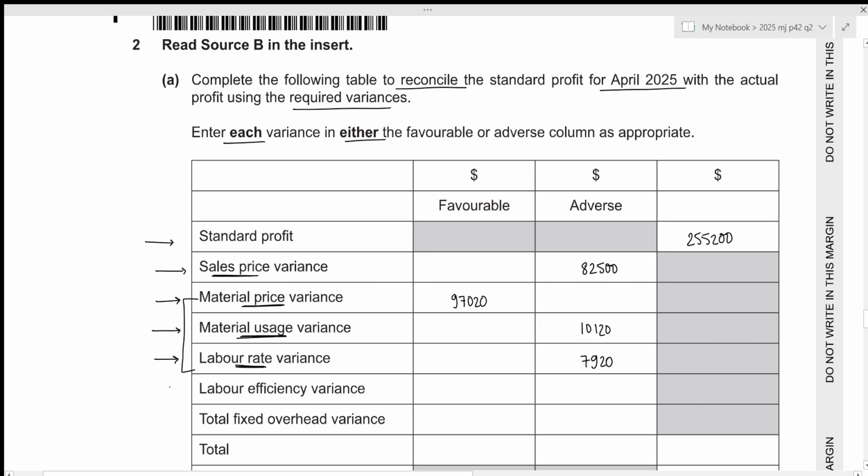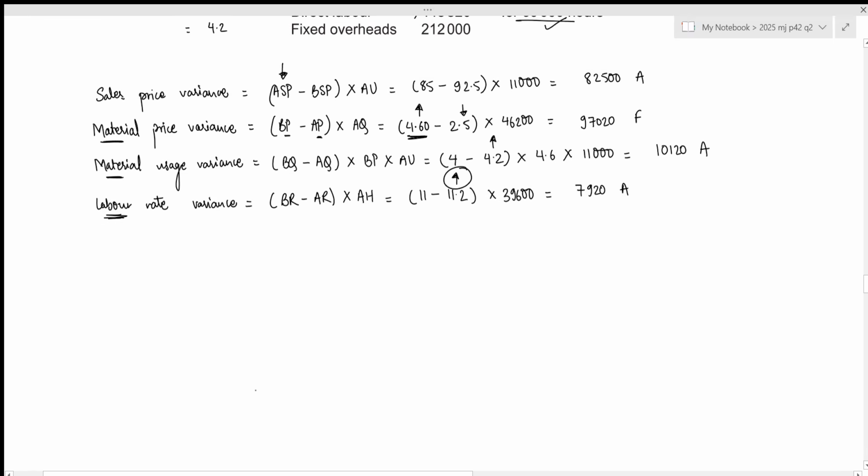Then we need to calculate labor efficiency variance. So labor efficiency variance is equivalent to the material uses variance. In this case as well, we'll be comparing the hours. Let's write it down. So we have labor efficiency variance. The formula will be the same. Instead of quantity, we'll now have the hours. And this will be the hour per unit. Then we need to multiply it by the budgeted rate and by the actual units.